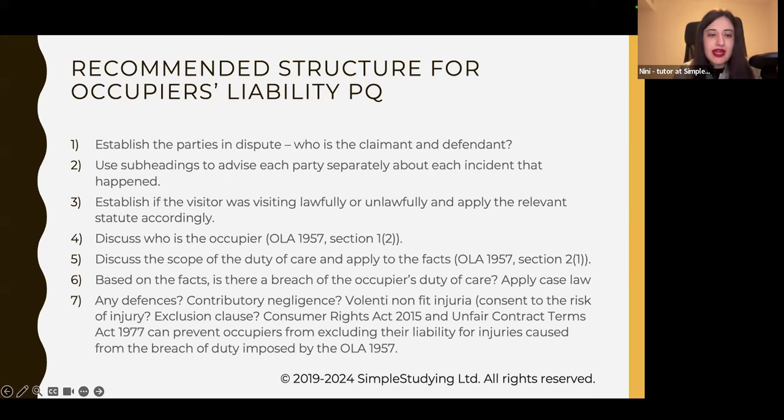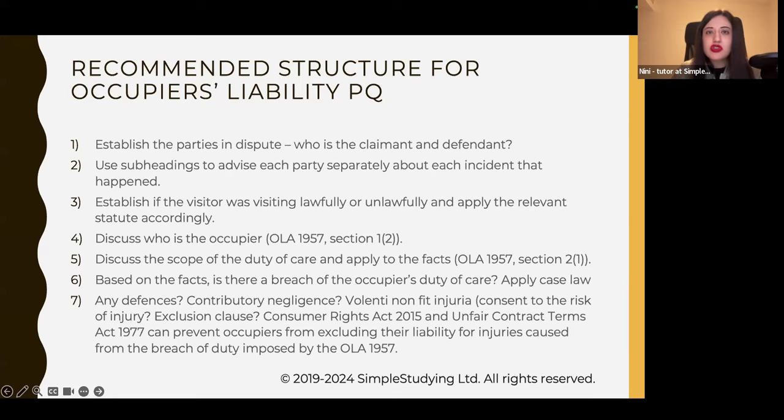So according to that, the next legal issue would be to discuss if there is a breach of duty of care, applying case law. For breach, usually the authorities should be case law, and make sure that you apply the case law that was cited by your professor in your occupier's liability lecture. In addition to that, you can have a look at our notes and do further research to see if there is any other case that you could be citing that could improve your analysis.